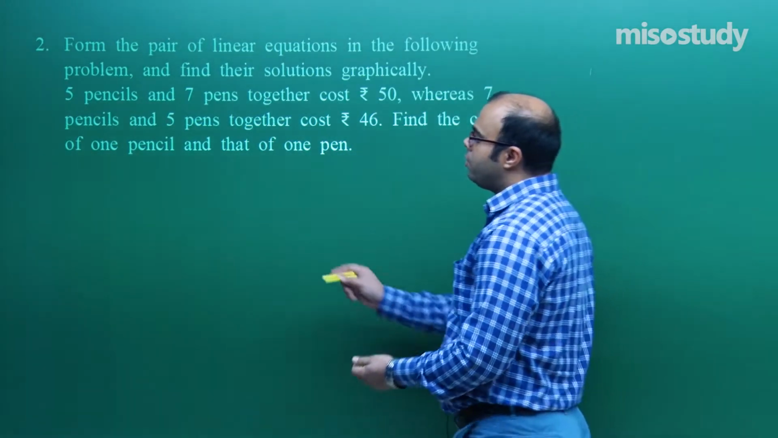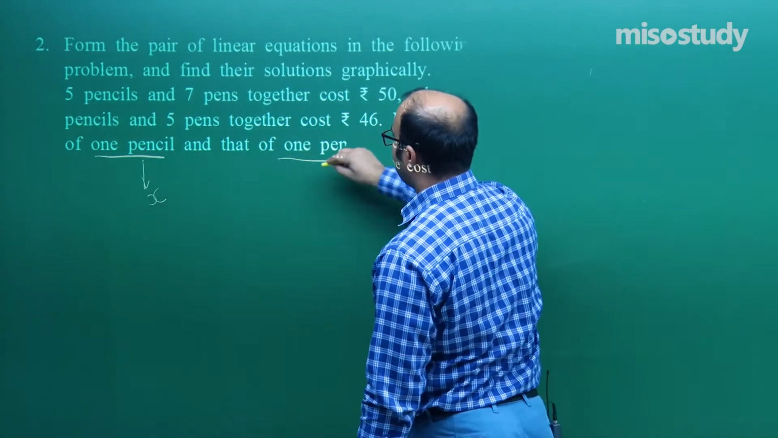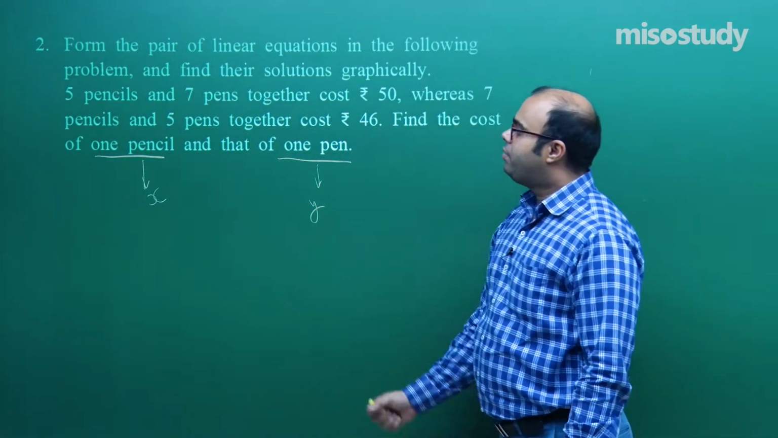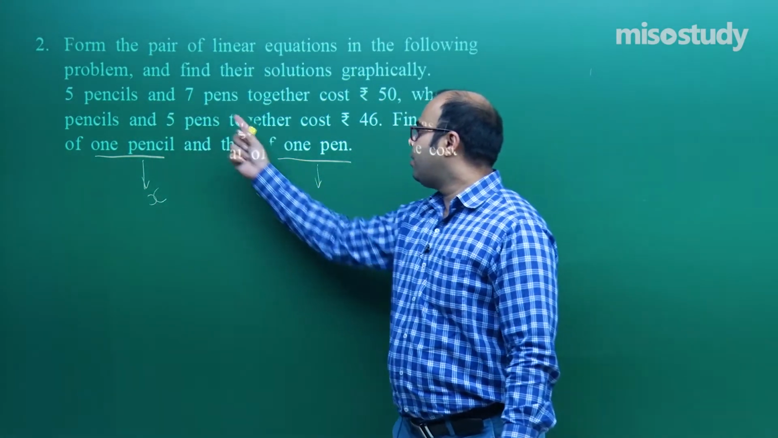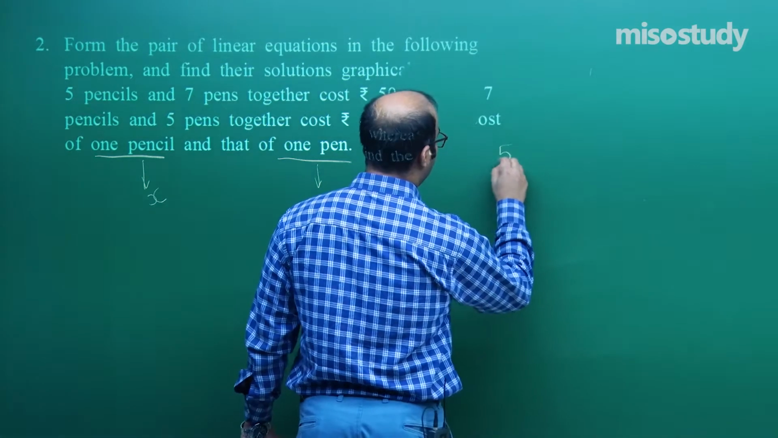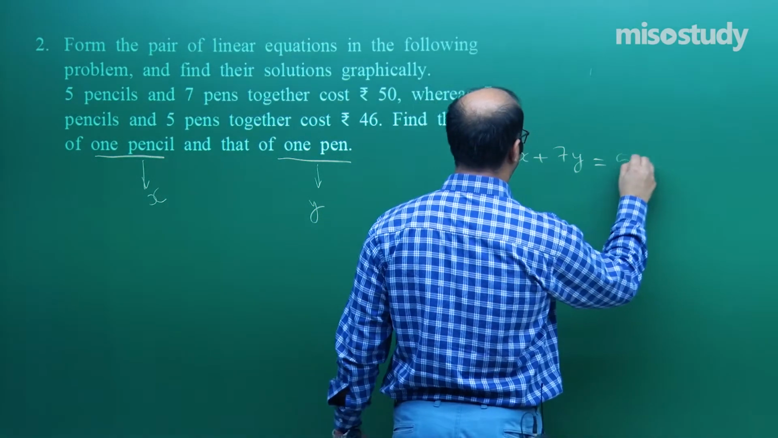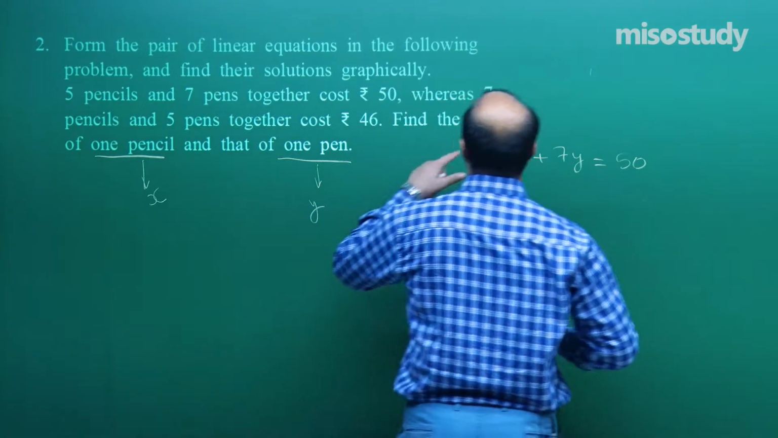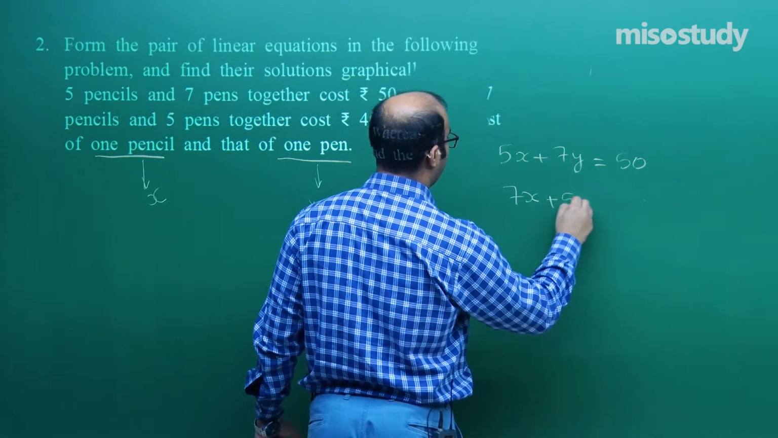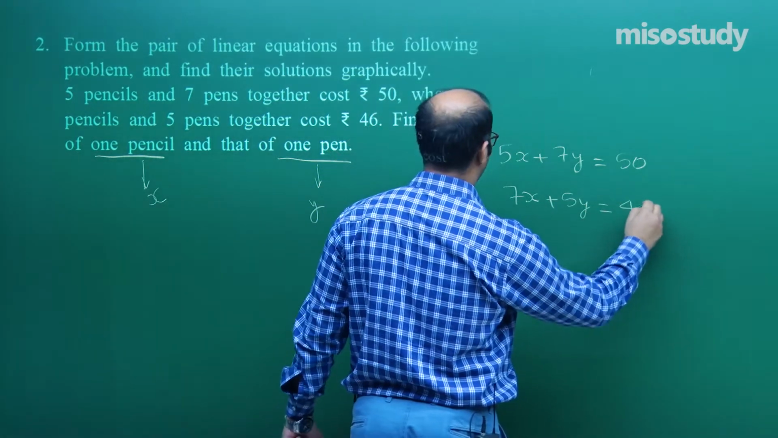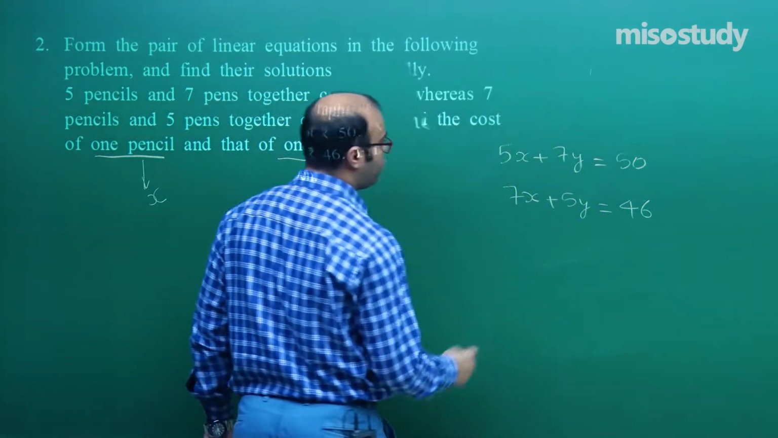What we will do is assume that the cost of 1 pencil is x rupees and the cost of 1 pen is y rupees. Then 5 pencils cost 5x rupees and 7 pens cost 7y, so 5x plus 7y, and this total cost is given as rupees 50. Another situation is that 7 pencils cost 7x and 5 pens cost 5y, and the total cost is 46 rupees. So this is the algebraic representation of this situation. Now we have to solve them graphically.